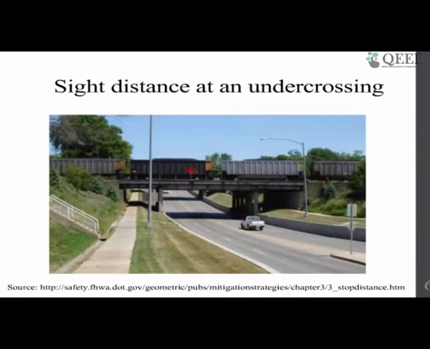The other part of the sight distance is the undercrossing. If there is a railway track or some other highway and you are coming, your sight distance may be blocked by this structure. So this also needs to be looked into, whether there is any obstruction or not. Accordingly, things need to be designed.